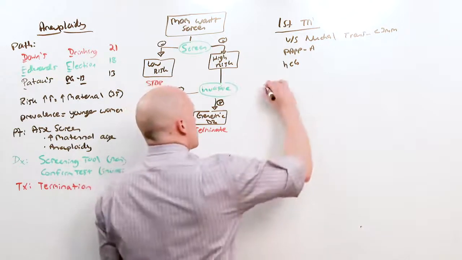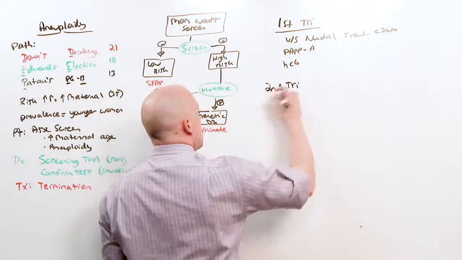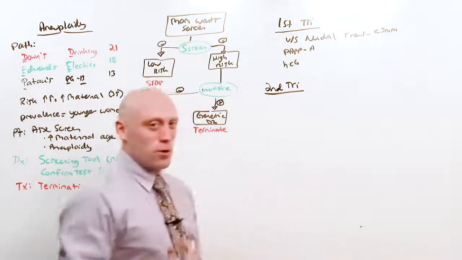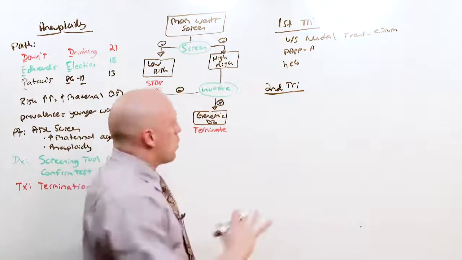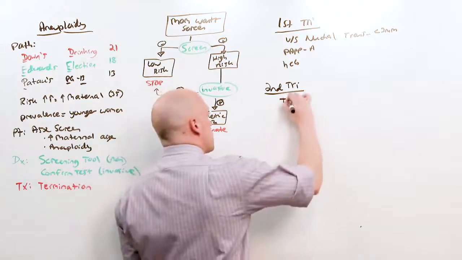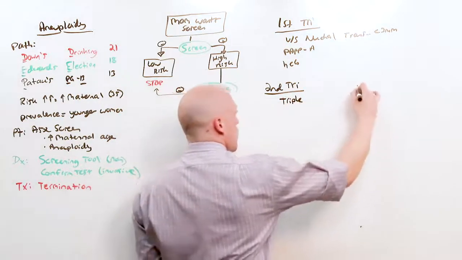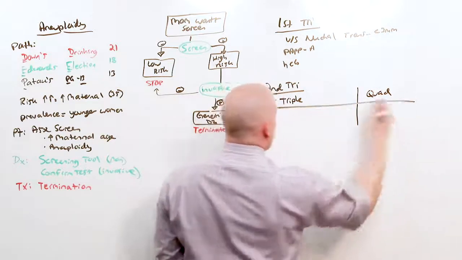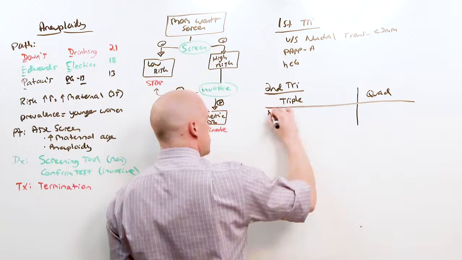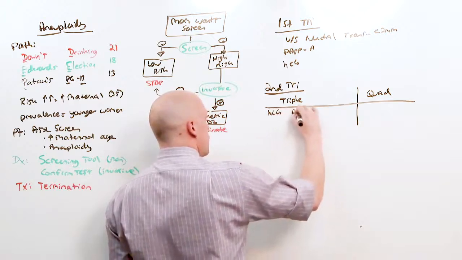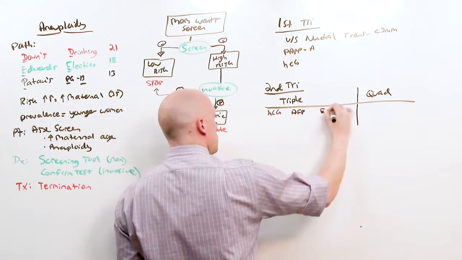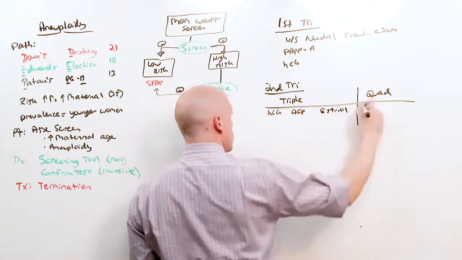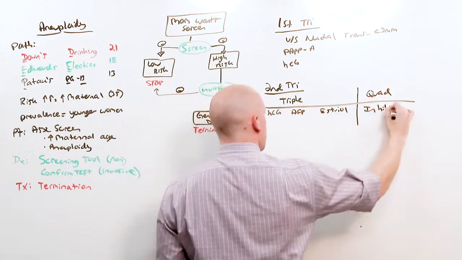The second trimester screen consists of things that you've probably heard of in first year, but you want to engage them again. This is going to be the triple screen. And if you add 1 lab test, the quad screen. The triple screen consists of a beta HCG serum, AFP, estriol, and to make it a quad screen, you add inhibin A.